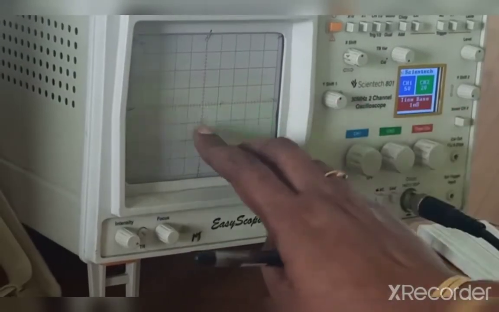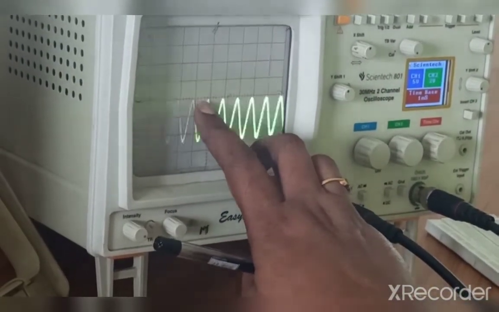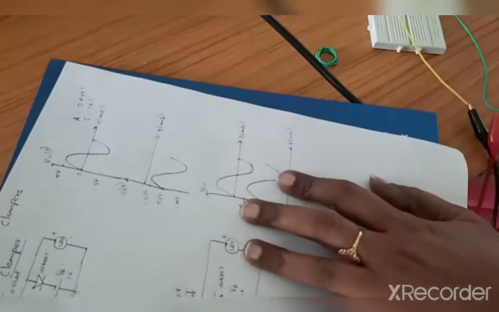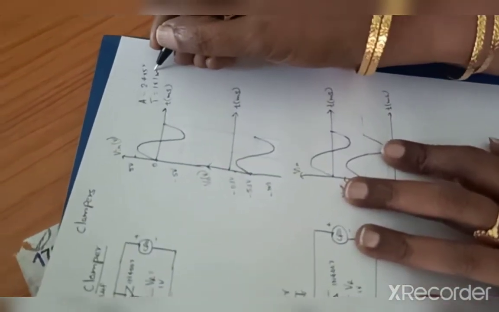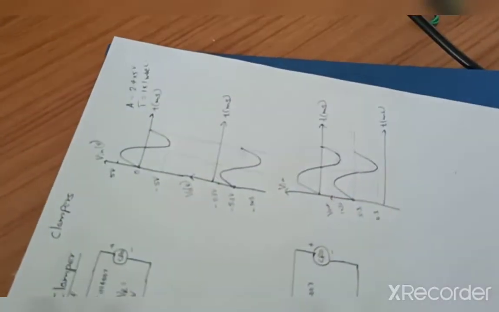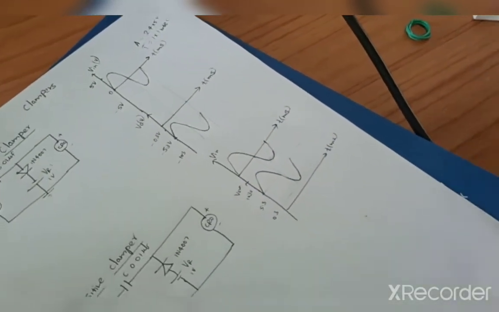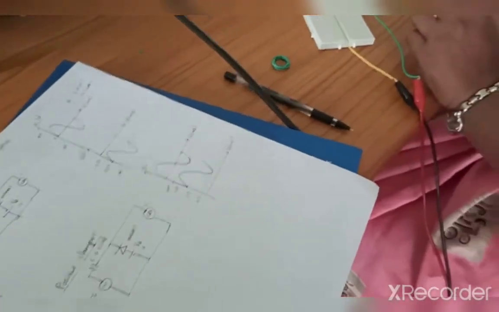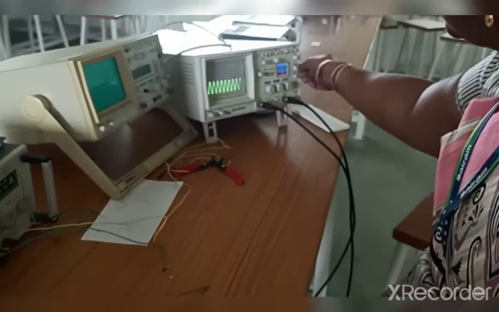So it is going to be approximately, from one peak to another peak, your time period is going to be 1 into 1 millisecond. So this is your input waveform. Next, we have to see your output waveform. So for the output waveform, I am going to move this. So this is my output waveform.